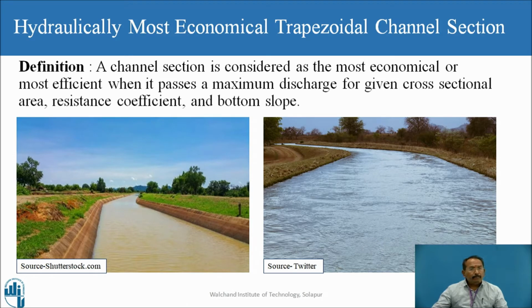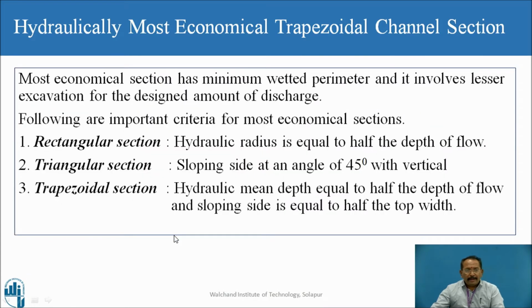First of all, we'll see what the most economical trapezoidal section is. We often talk about an economical section. An economical section is a section that is most efficient when it passes a maximum discharge for a given cross-sectional area. Also, the most economical section has a minimum wetted perimeter.